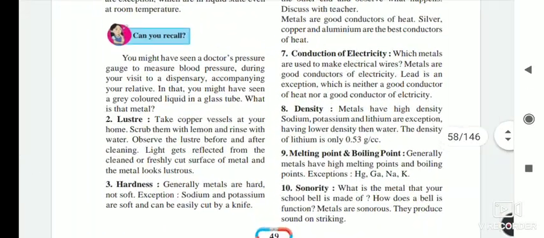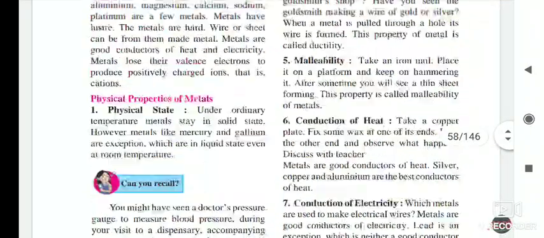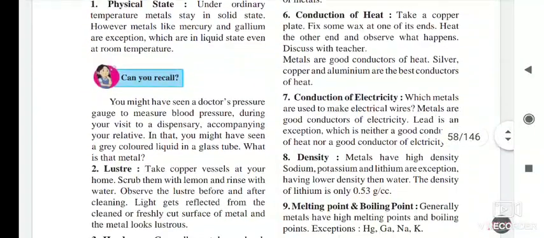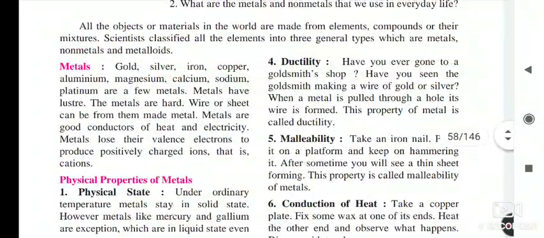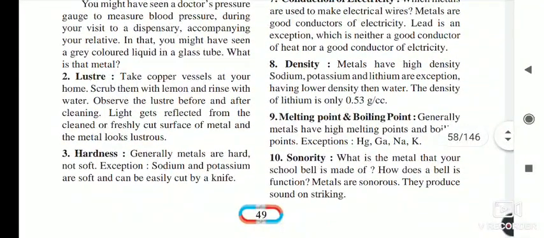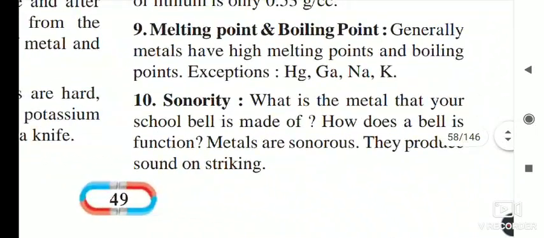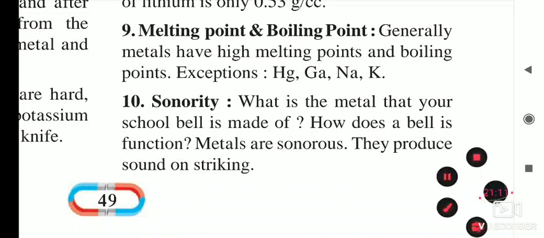Because of these properties we can identify metals. So which properties did we study? Physical state: all metals are in the solid state. Luster: metals have the property of luster. They are hard, we can draw thread from them and make sheets from them. They are good conductors of heat and electricity. They have high density, high melting and boiling points, and they show the special property of sonority. If a utensil falls at home, then we can hear the sound of it.